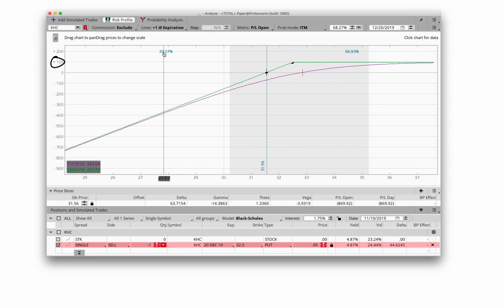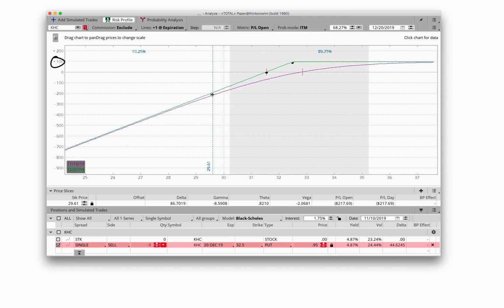But there's a 1/3 chance it could be below. But this is what's really cool. Let's go down to where the risk graph is like a $200 loss, which is right about here. So let's see what that would be. Let's go to a $200 loss about right here.